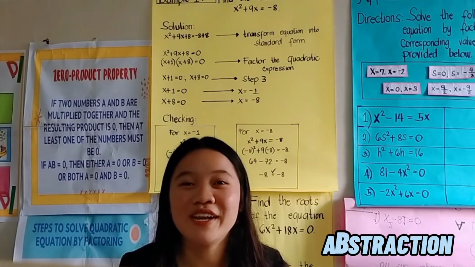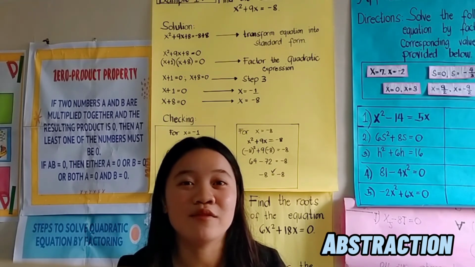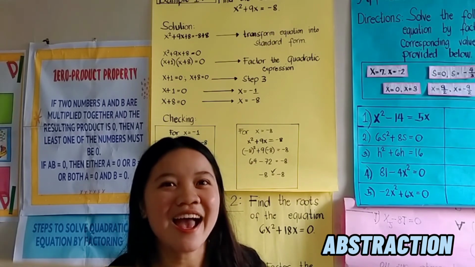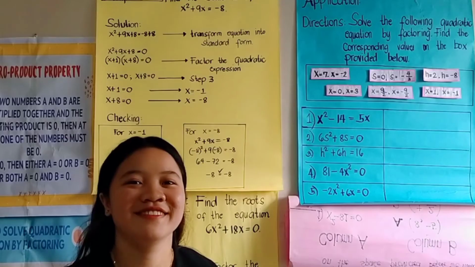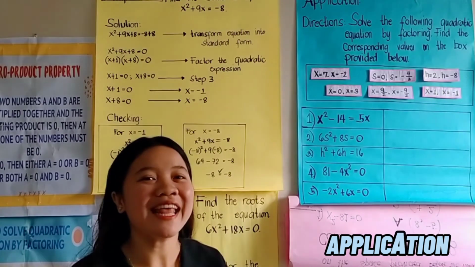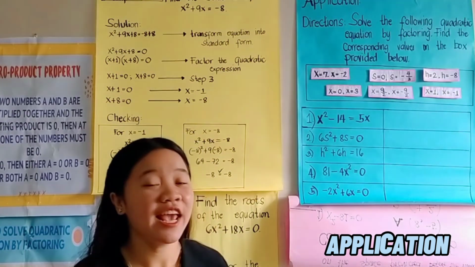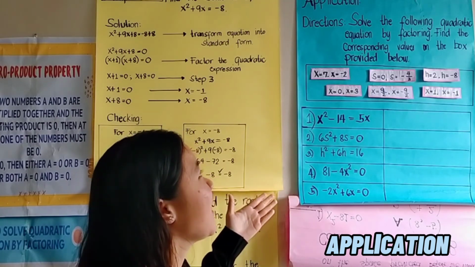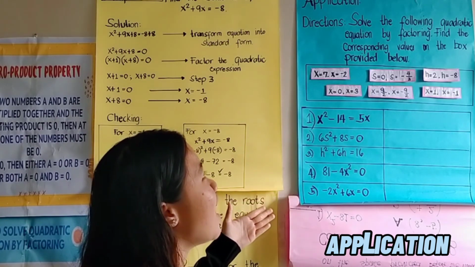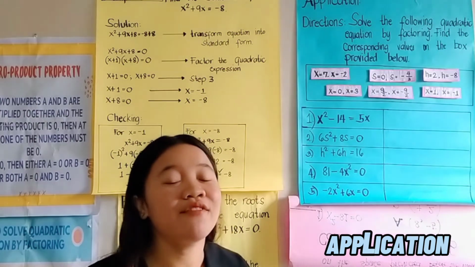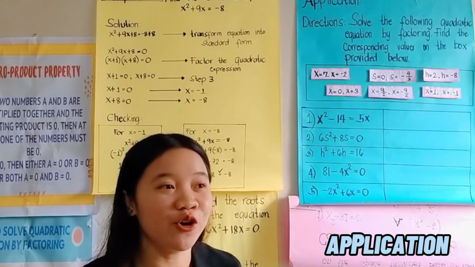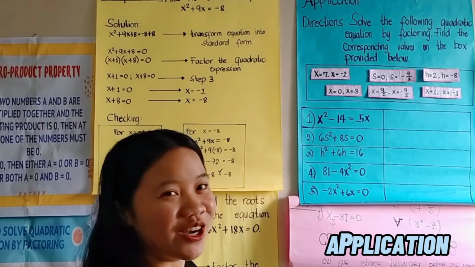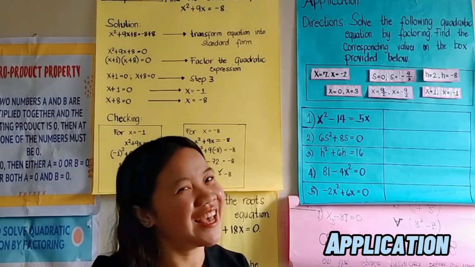So, for me to really test that you have understood our discussion earlier, let's have some activity. Alright, at this moment, let us test all your understanding. In your group, solve the following quadratic equations by factoring. Find the corresponding values in the box provided below. You are given 10 minutes to answer in your group and discuss the answers for the following expressions. Alright, your time starts now.